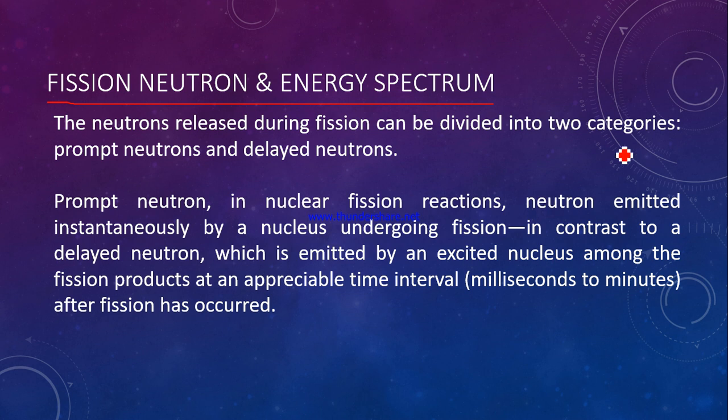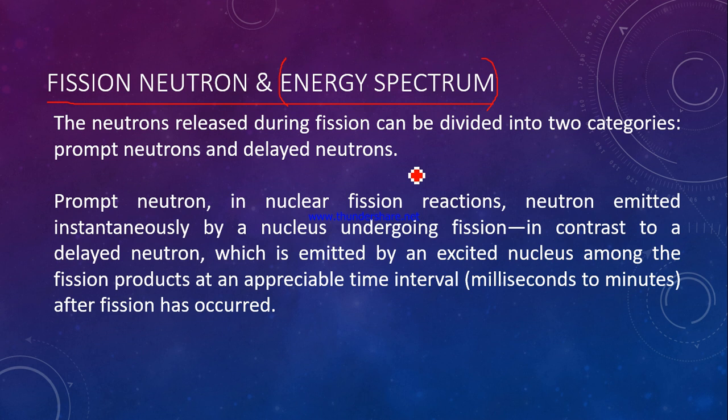In this aspect, one term is very important, which is called the energy spectrum. We know the energy density function or probability density function, which we studied in engineering. I am not detailing it, I am assuming you all know that. The neutrons released during fission can be divided into 2 categories: prompt neutrons and delayed neutrons. As the name indicates, a prompt neutron is emitted instantaneously by a nucleus when it is undergoing fission.